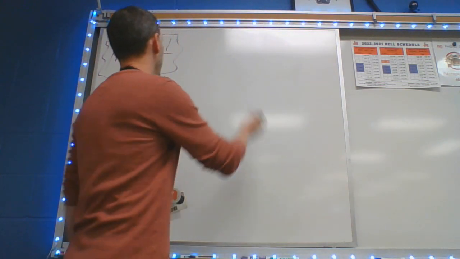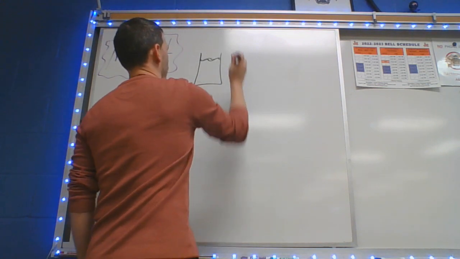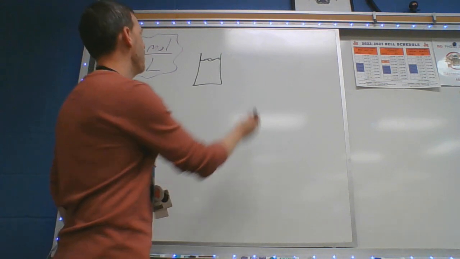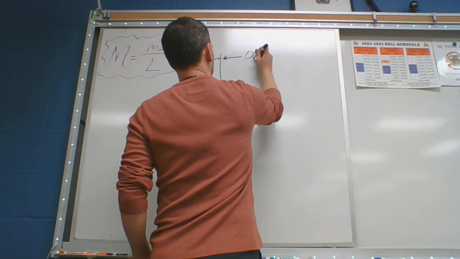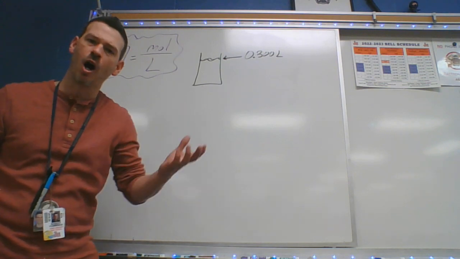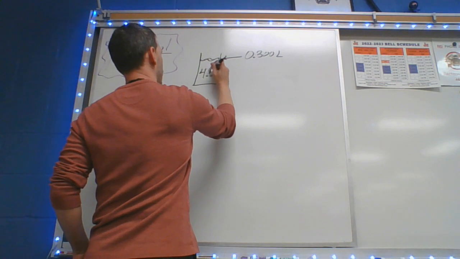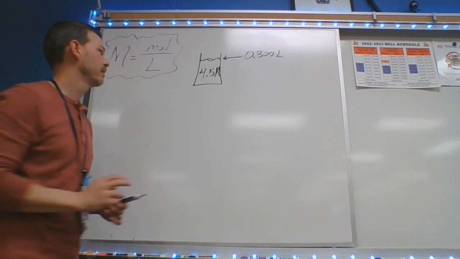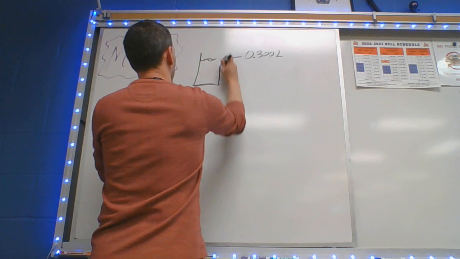In this question, it's giving you a saltwater solution. You've got this solution, and it says that the amount of liquid in it is 0.3 liters. That's the volume of how much water you poured in. And the strength of the solution is 4.5 molar.